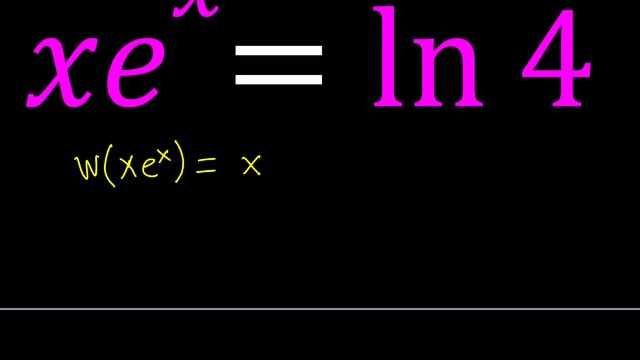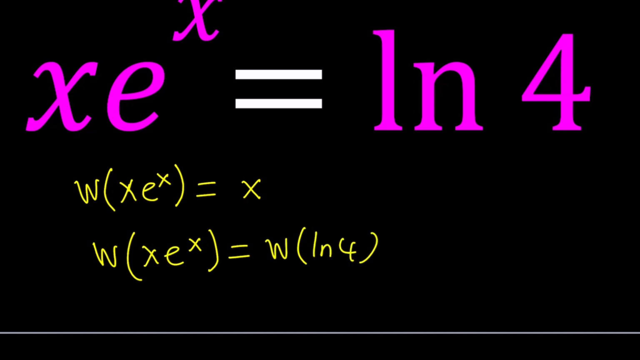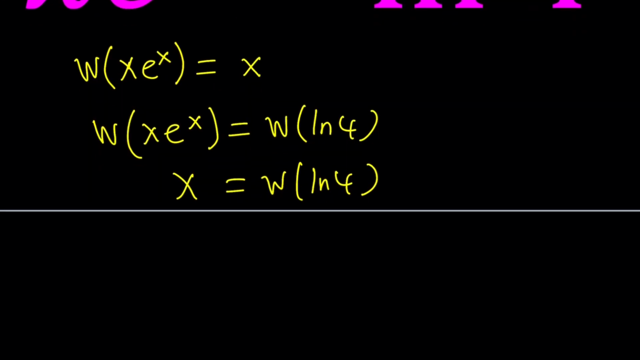Now, I'm going to Lambert both sides since we have x e to the x. Obviously, that makes sense. So W of x e to the x equals W of ln 4. And this should give us the x value, so you can kind of stop at this point and say, okay, we're done, right? No, we're not done yet. Even though that is the exact answer, we want to get into more details. So what is W of ln 4? What happens if you apply Lambert's W function to ln 4? Can we simplify it?